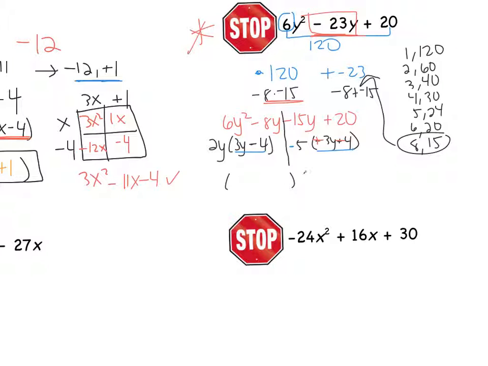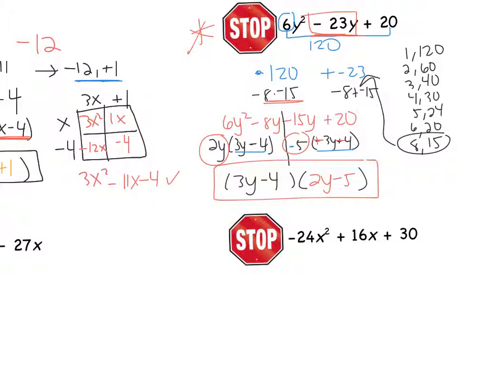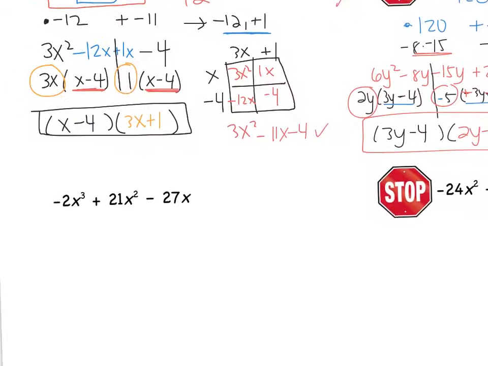Now, I'm almost done. 3y minus 4 is the factor that was repeated. Outside of that is the 2y and negative 5, so 2y minus 5 becomes my next term. Hopefully that went well for you. If not, that's okay. You have a few more problems that we're going to practice with. Moving on to the next one.